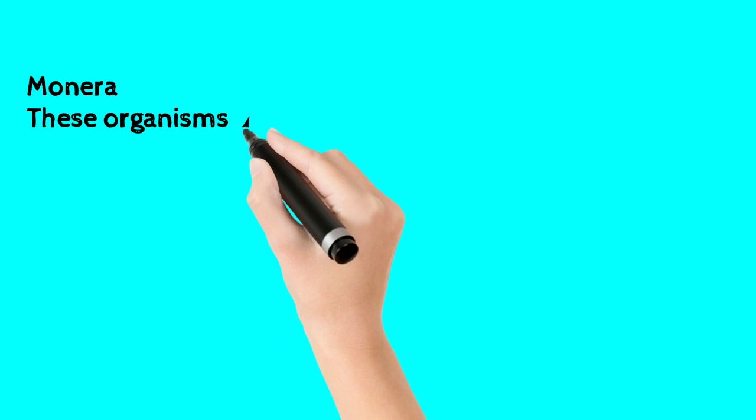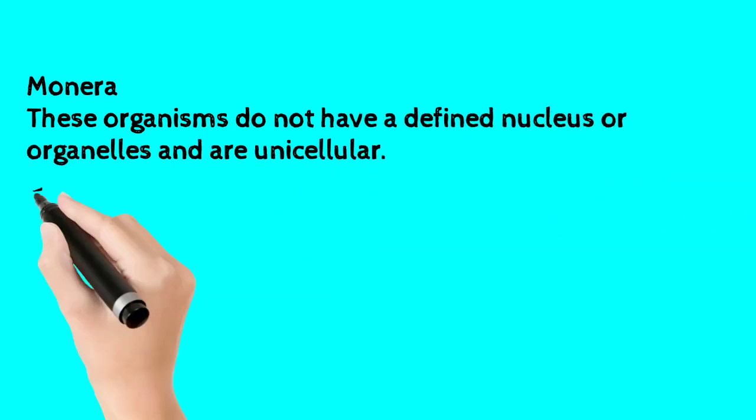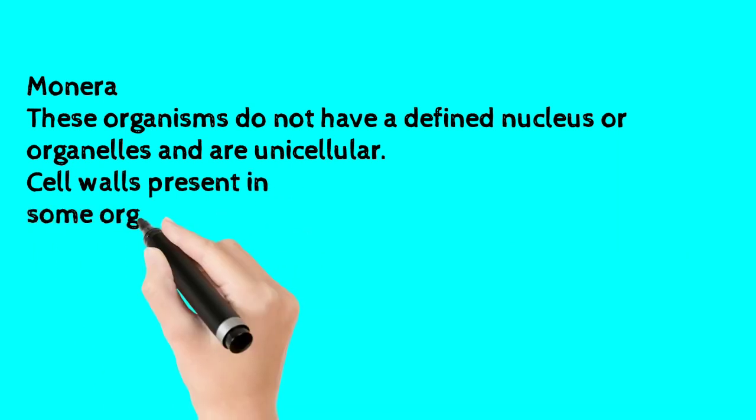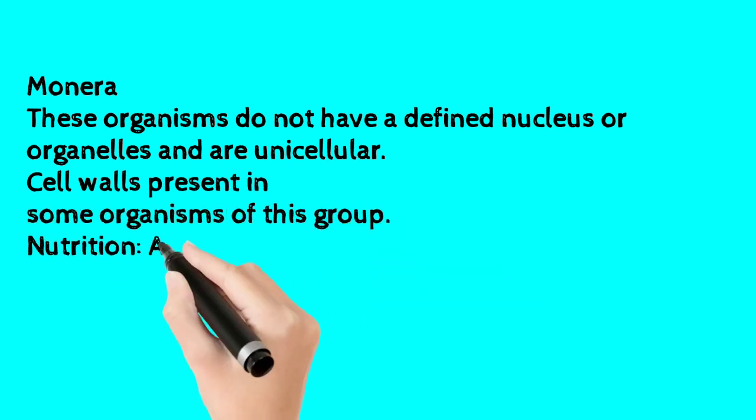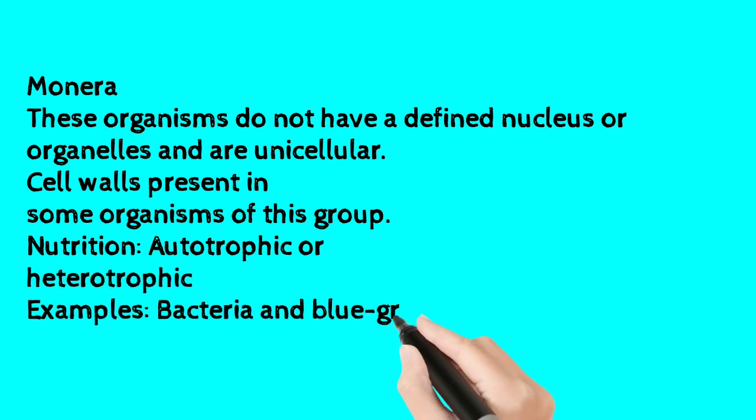Monera. These organisms do not have a defined nucleus or organelles and are unicellular. Cell walls are present in some organisms of this group. Nutrition: autotrophic or heterotrophic. Examples: bacteria and blue-green algae. Protista. Unicellular eukaryotic organisms. Locomotion by hair-like cilia or whip-like flagella for moving around in some members. Nutrition: autotrophic or heterotrophic. Examples: algae, protozoans, plasmodium, and amoeba.